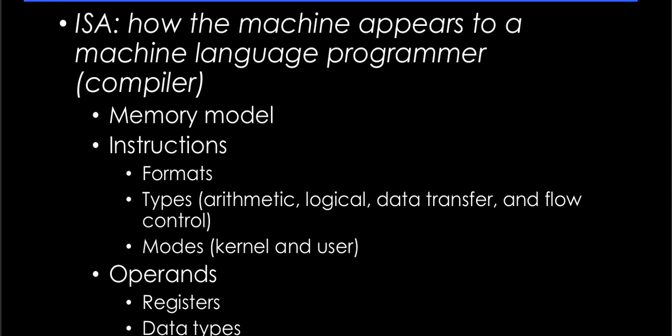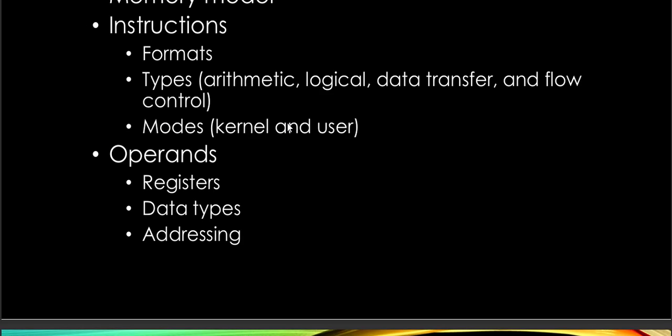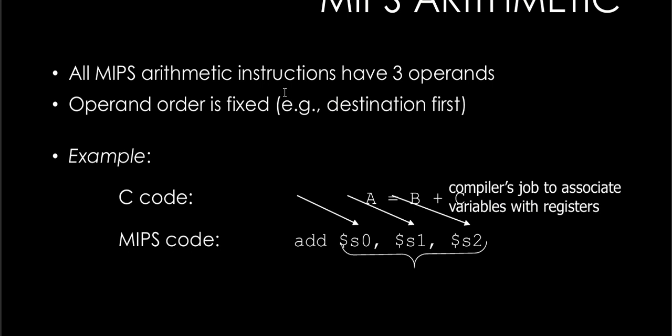In as much as we are doing it, we'll be taking note of things like the memory model of the MIPS machine, and the instructions. We could be taking things like the formats, the types of instruction, and the modes, and also take note of the various operands we'll be using. So let's start with MIPS arithmetic.